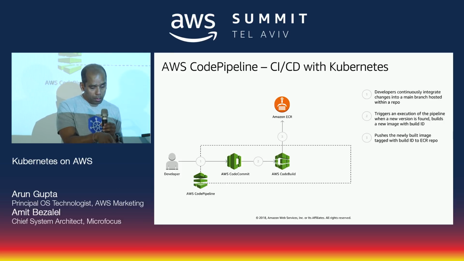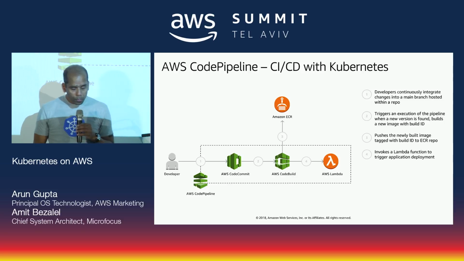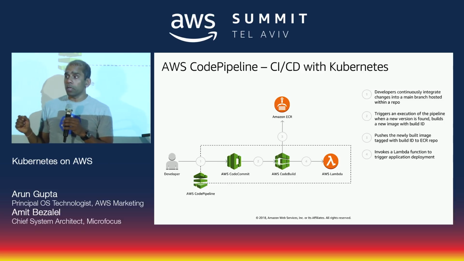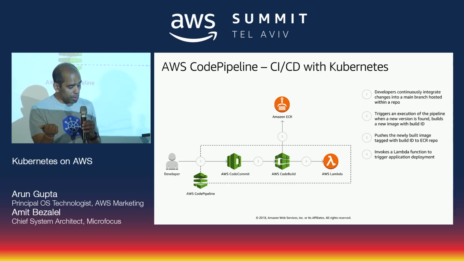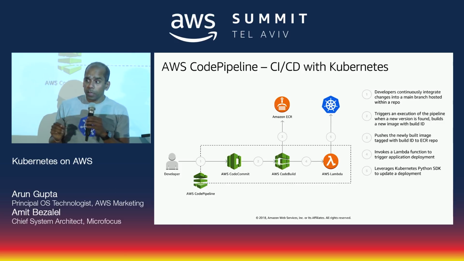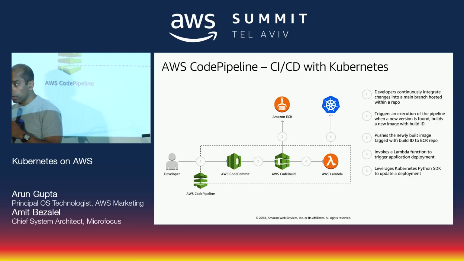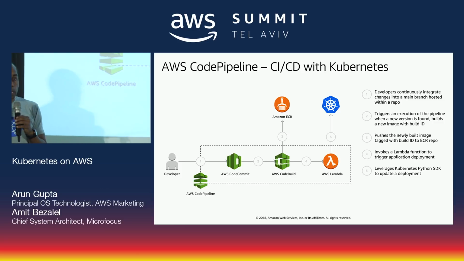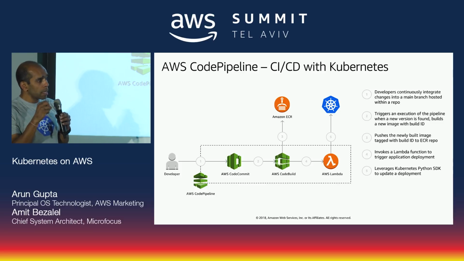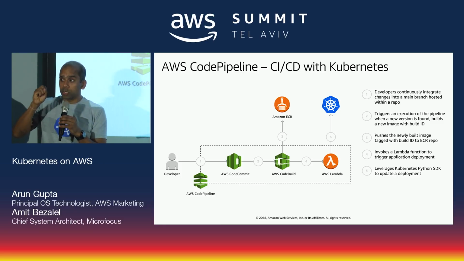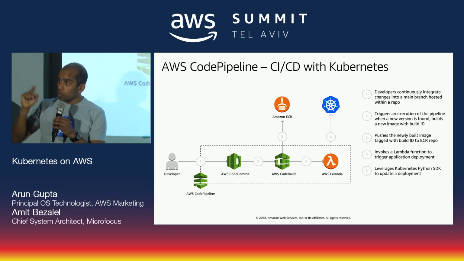But the point being, as soon as your code build completes, building the application, it pushes the Docker image to ECR. It also triggers a Lambda to say that I'm done pushing that image to ECR. The Lambda function is written in Python, and it uses the Kubernetes Python API, which then talks to my Kubernetes cluster. It also has my Kubernetes credentials, because I should be able to talk to the Kubernetes cluster.